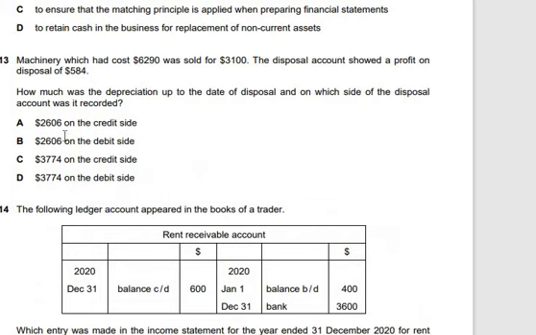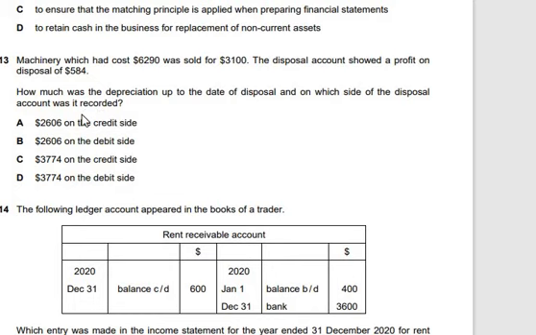Right, here's a question, a multiple choice question. A machine which had cost 6,290. This is actually taken from summer 2021, question paper 11. Machinery which had cost 6,250 was sold for 3,100. The disposal account showed a profit on disposal of 584. How much was the depreciation up to date on disposal, and which side of the disposal account was it recorded?